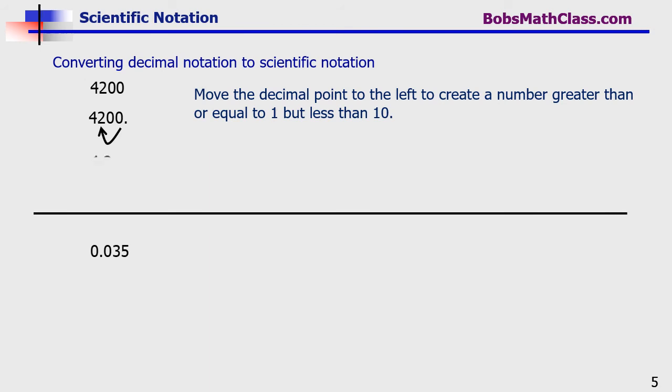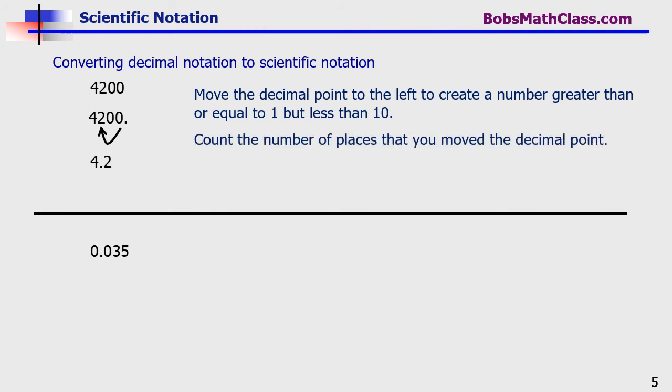So that would be 3 places, right? So 4.2. Is that greater than 1 and less than 10? Yes, 4.2 is greater than 1, but less than 10. And how many places do we move it to make it 4.2? 3 places. Is that a large number or is that an extremely small number? It's a large number, so it's going to be a positive 3 for your exponent. So count the number of places you move the decimal point, and that's our answer, 4.2 times 10 to the third.